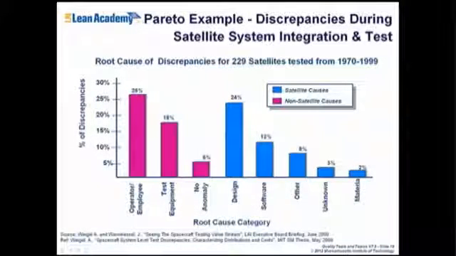Just another example from the aerospace world. This is a similar kind of Pareto chart, but done for the root cause of various discrepancies on satellites. This actually comes from research that I did as a master's student. And we were trying to understand exactly what this kind of chart tells us, which is if I wanted to eliminate the waste in my testing, where do I start?